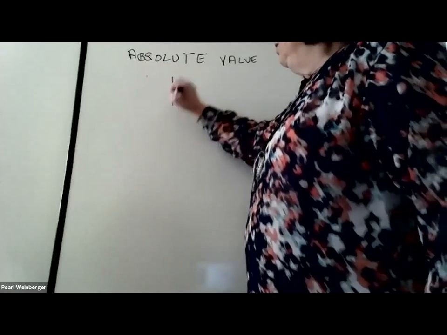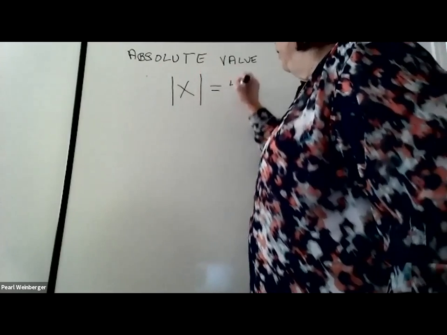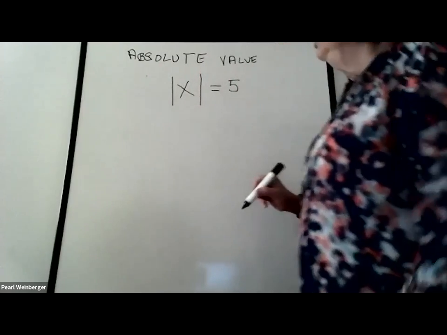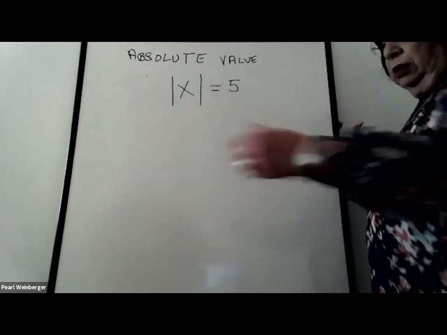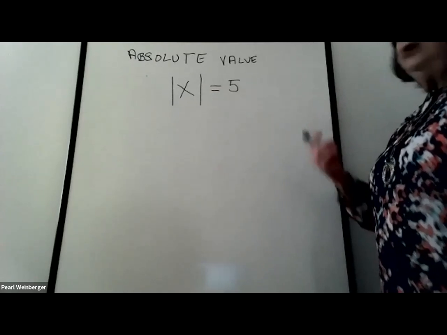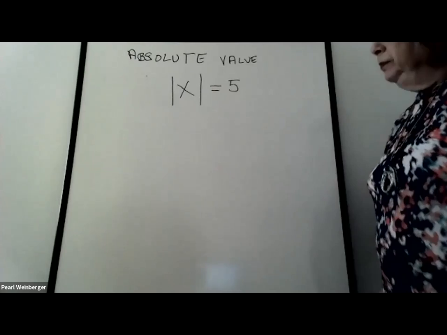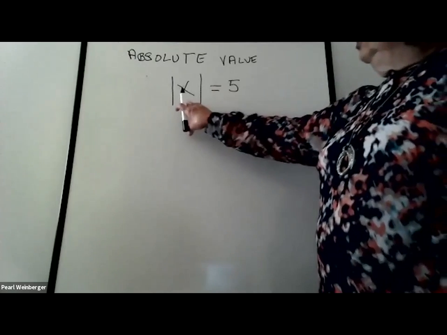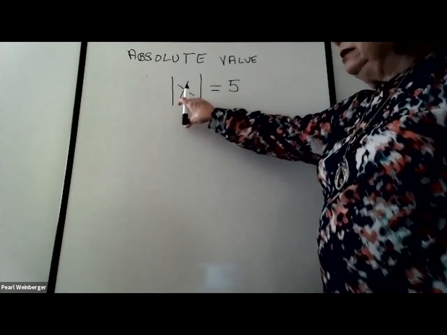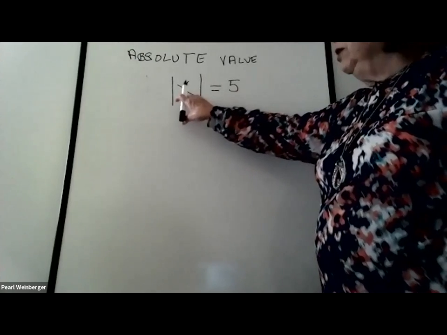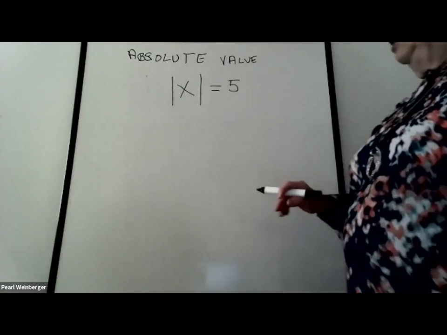Suppose I give you an equation like this. The absolute value of x is equal to 5. And I'm going to show you a geometric way to look at it, in other words, on the number line, and an algebraic way of looking at it, in other words, just in terms of the number. Remember, what I'm telling you is I don't know what x is. I just know that when I take the absolute value of x, my answer is going to be 5.